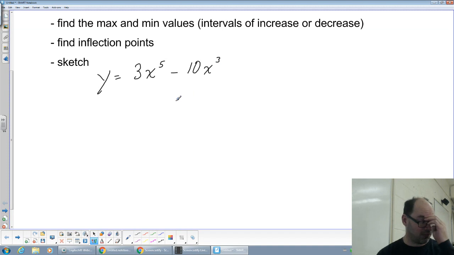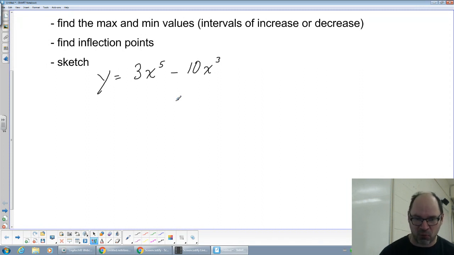Okay, that's a really nasty one. It can have as many as 5 intercepts. It can have as many as 4 turning points or inflection points. So it can be quite involved. So the first thing that we're going to do is the first derivative test. The first derivative test gets us our critical points.